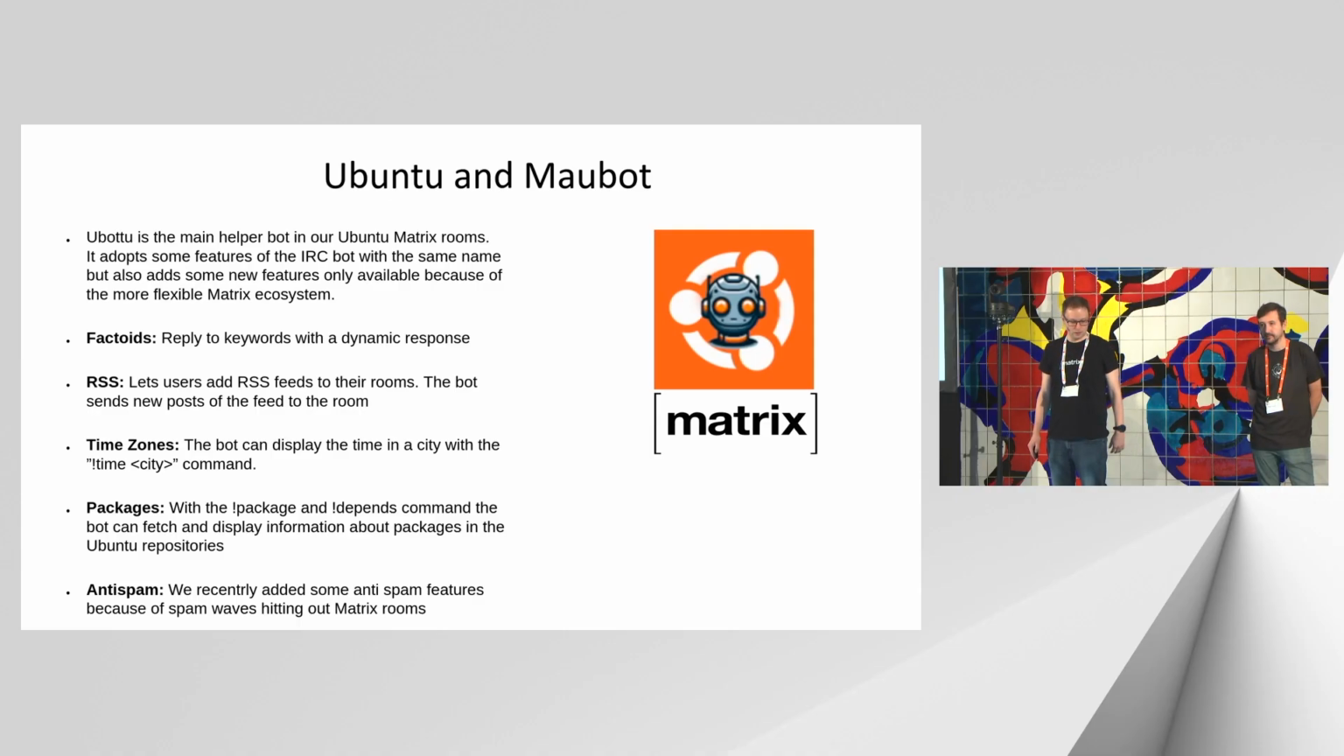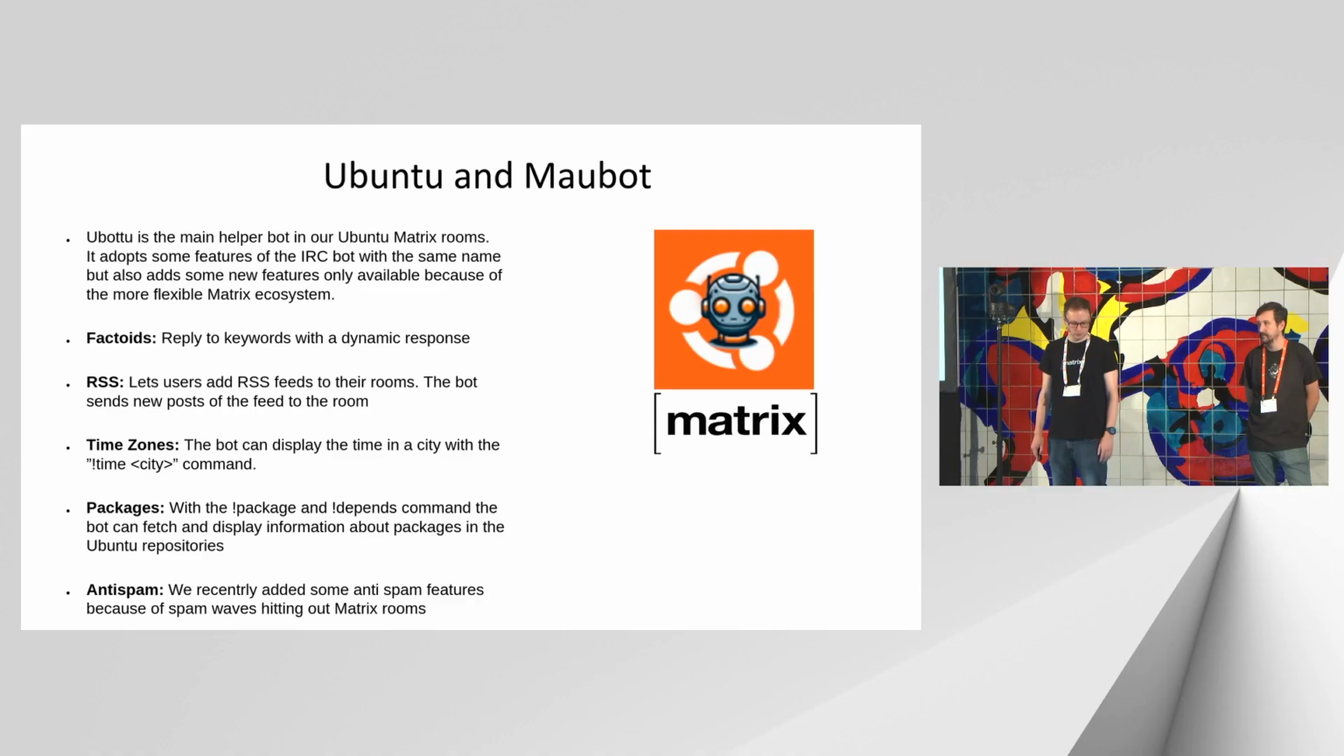There's a basic RSS plugin where you can just add your feeds to your room, and if you're a moderator, you can just get RSS. Then there's a feature like what is the time in any city in the world, because usually Ubuntu is very international and you never know what time it is for the other guy, and you can just ask the bot, hey, what's his time zone and when should we meet? So that can be kind of useful.